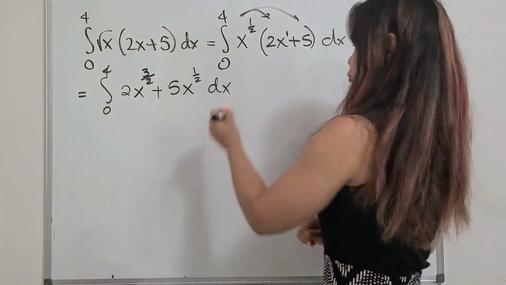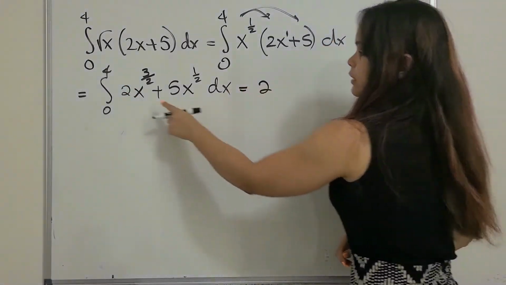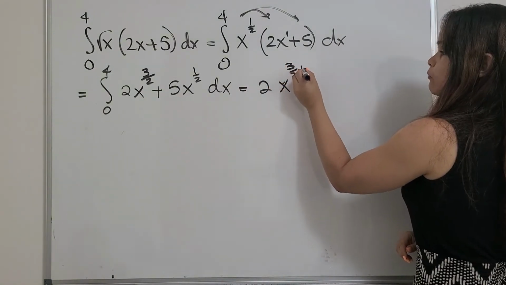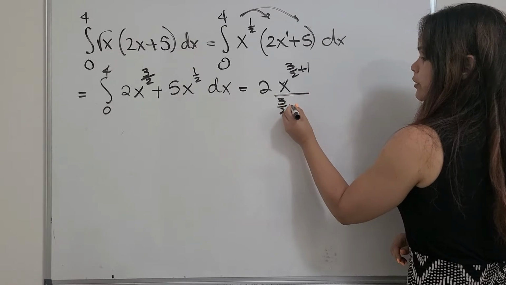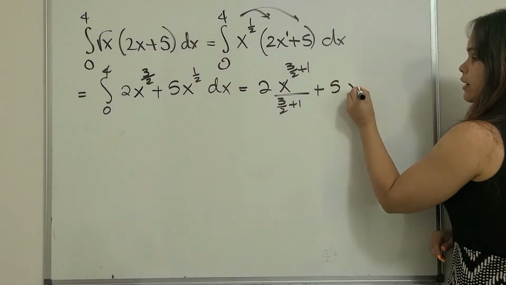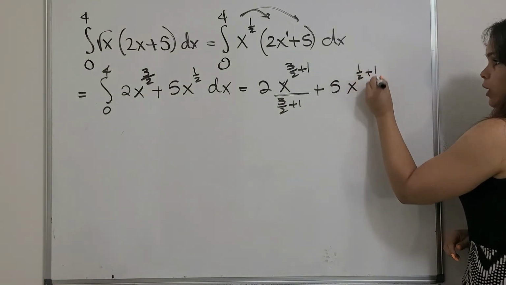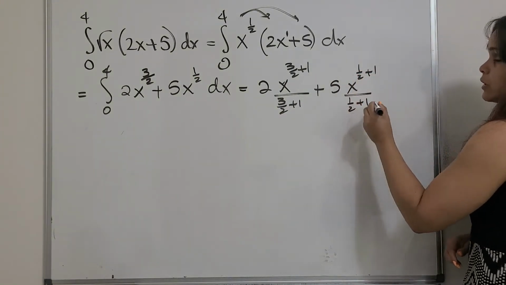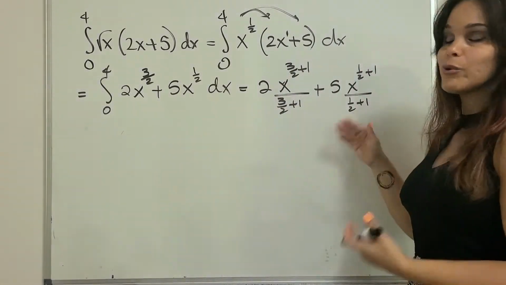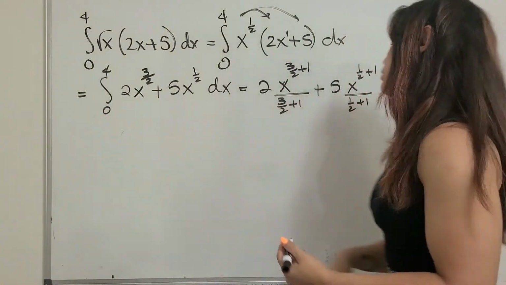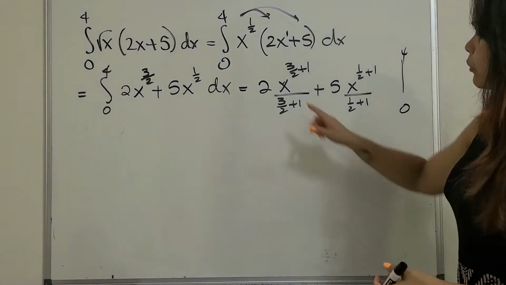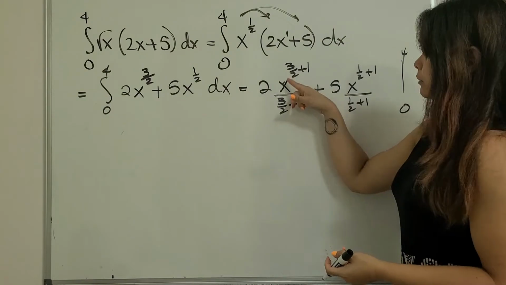So we have 2 and x to the, and remember that we add 1. So this is going to be 3/2 plus 1, the same number here. Plus, we have 5x to the 1/2 plus 1 over the same number. And remember that we're not going to write plus c, we're going to evaluate. Okay, so we're going to evaluate from 0 to 4, therefore this notation. Okay, simplifying a little bit here.